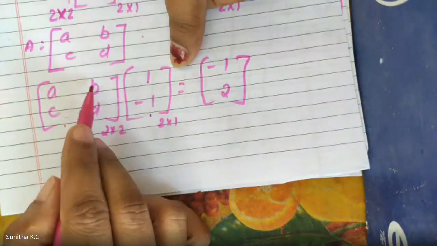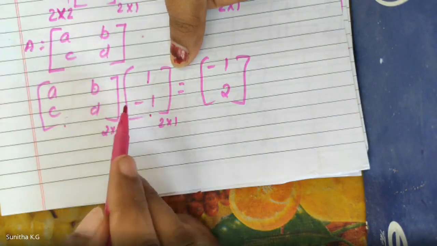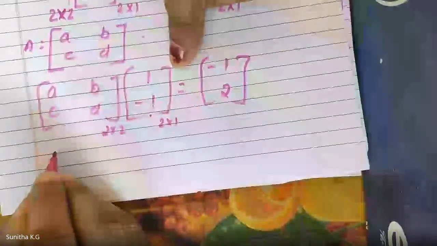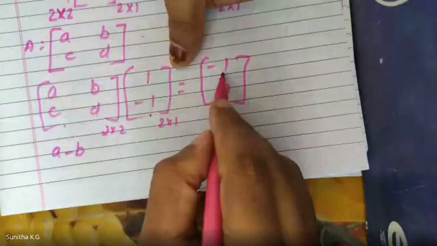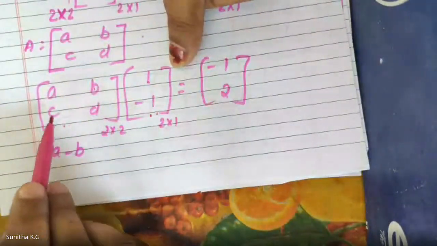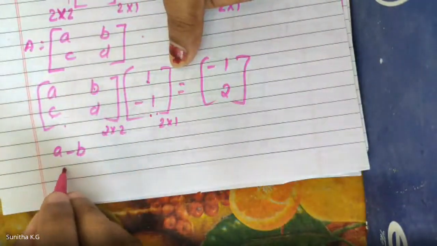A into 1 plus B into minus 1, that is A minus B. What is the second one? C minus D. That is equal to minus 1, 2.